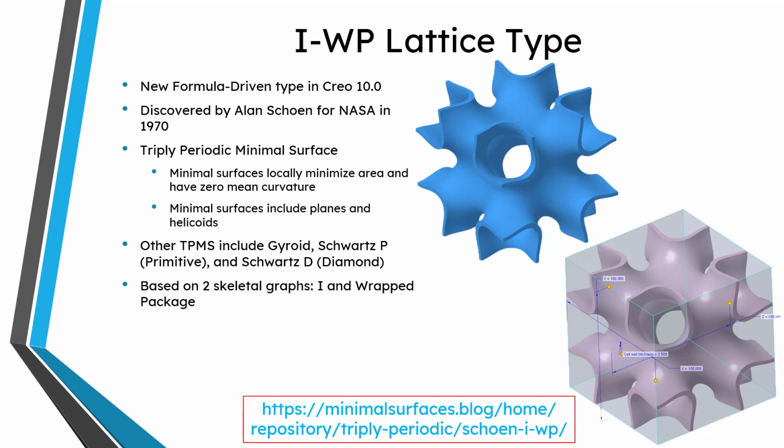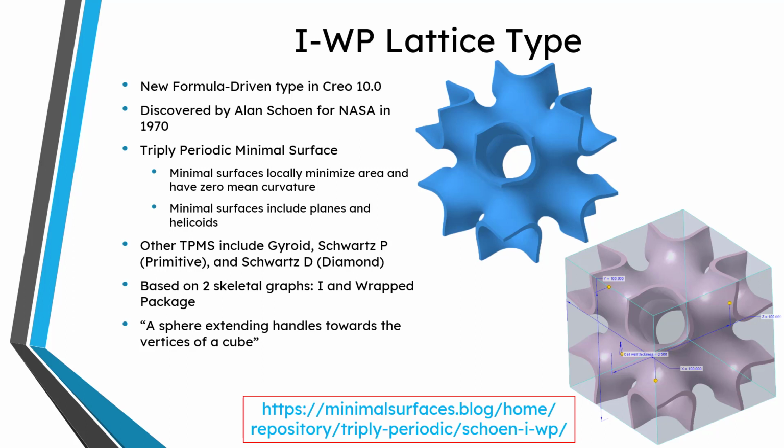And so with this IWP, the reason that it gets that name is because this shape is based on two different kinds of skeletal graphs, and one is the I graph, and the other one is the wrapped package graph. And the way that it is described on the Minimal Surfaces blog, I'm just going to repeat the line here because it kind of explains it in a great way. It is a sphere extending handles towards the vertices of a cube.